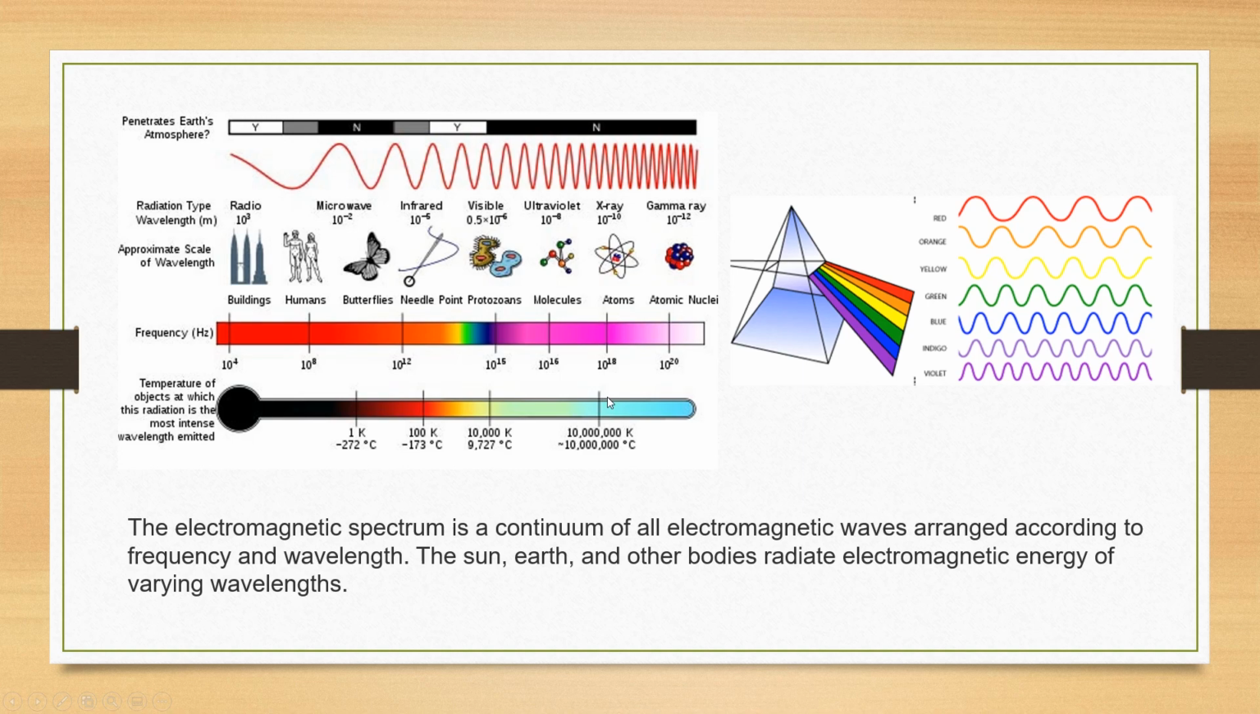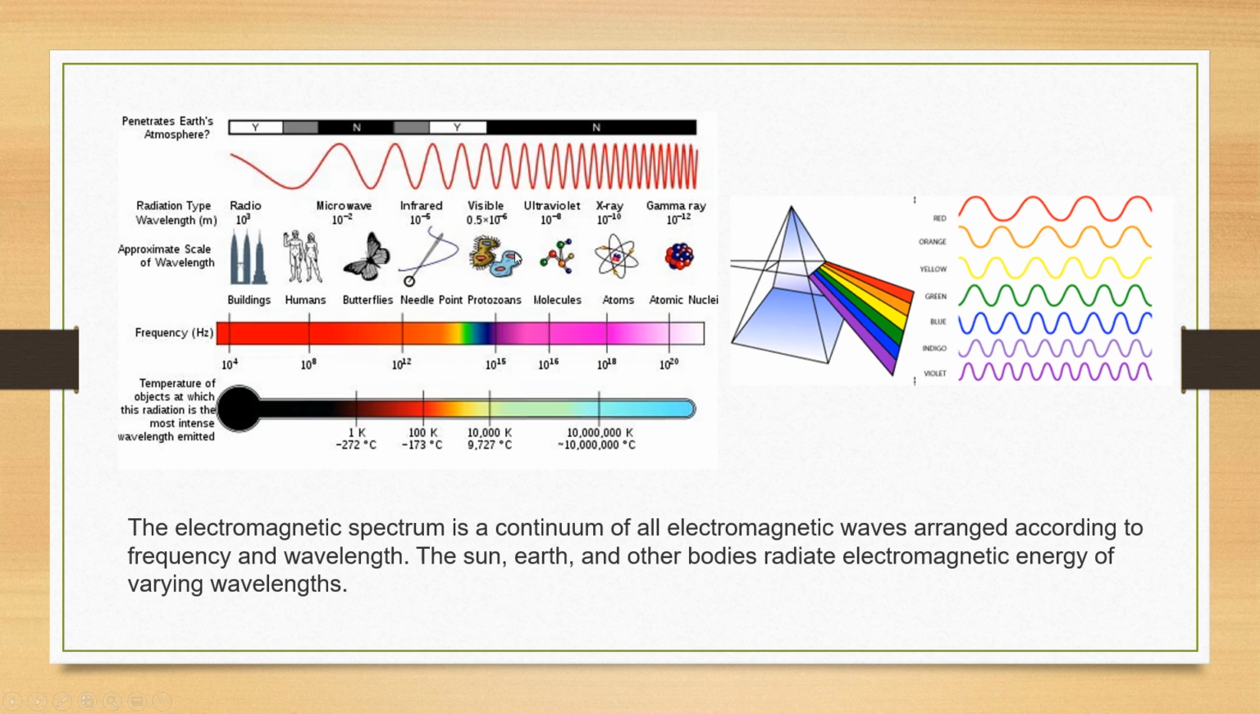The electromagnetic spectrum is a continuum of all electromagnetic waves arranged according to frequency and wavelength. The sun, earth, and other bodies radiate electromagnetic energy of varying wavelength. Here we have many different frequencies, and each frequency has a different radiation type and wavelength. For example, radio waves have a wavelength of about 10 to the power of 3, microwaves about 10 to the power of -2, and infrared 10 to the power of -5, and so on.